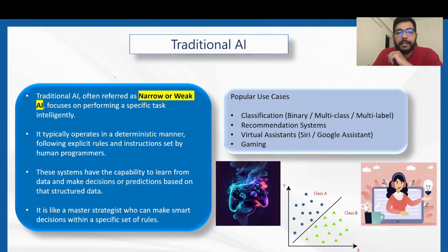Coming to the first one, that is traditional AI. Traditional AI is also known as narrow or weak AI because it focuses on performing only specific tasks that are being programmed by the machine learning engineer for it to perform. That is why it's known as traditional or narrow or weak AI, right? To understand it better, we'll choose a use case. Some of the popular use cases for traditional AI are classification, be it binary, multi-class or multi-label. Then we have recommendation systems, virtual assistants, and gaming.